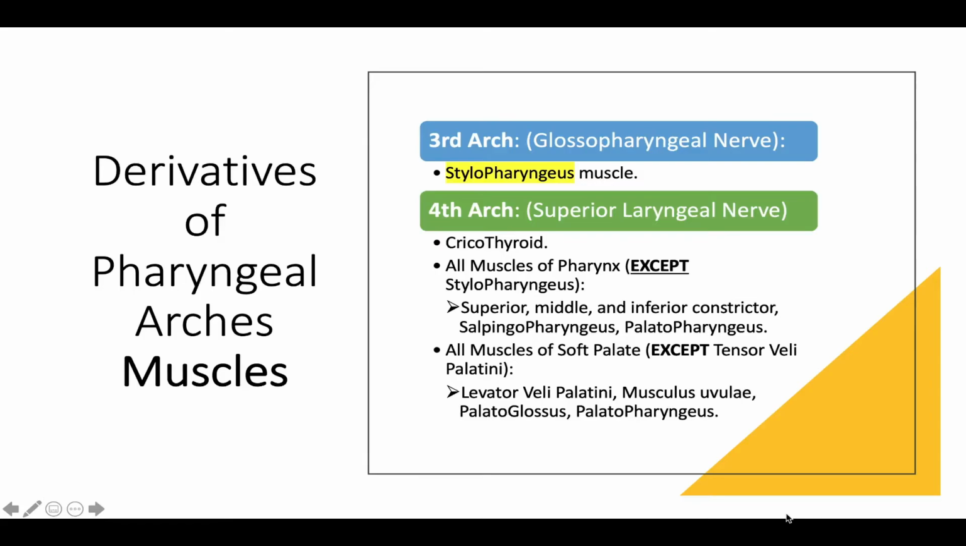All muscles of the pharynx except the stylopharyngeus, which we said previously. What are the muscles of the pharynx that we should mention? The superior, middle, and inferior constrictors, the salpingopharyngeus muscle, and the palatopharyngeus muscle, as well as all the muscles of the soft palate, except the tensor veli palatini. Okay. The muscles that you should mention are levator veli palatini, musculus uvulae, and palatoglossus, and the palatopharyngeus.